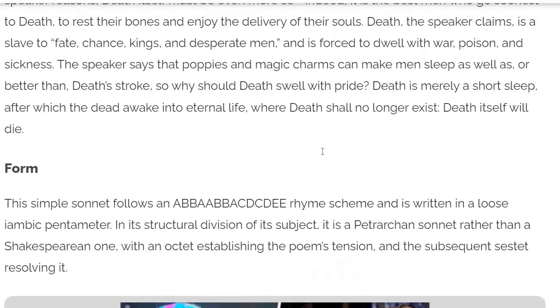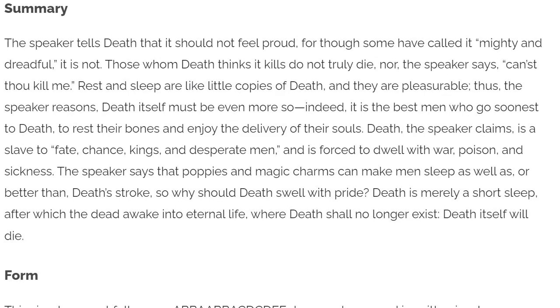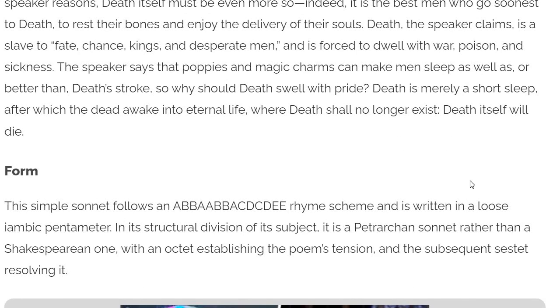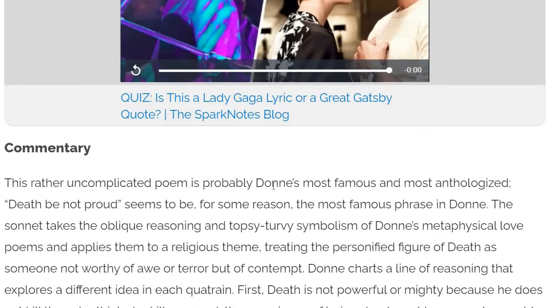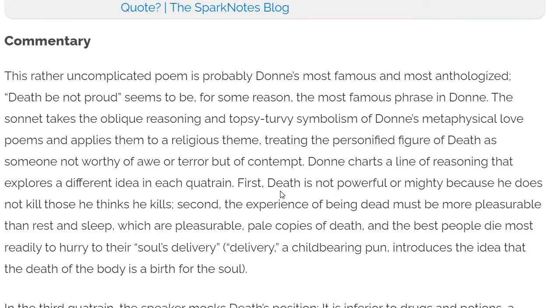The summary is important for you to clarify your understanding of your reading. So this is kind of just a straight up explicit explanation of what's happening on the surface. And then you've got an explanation of form, of poetic form. We're not so much worried about poetic form right now. But then you've also got an explanation of analysis.